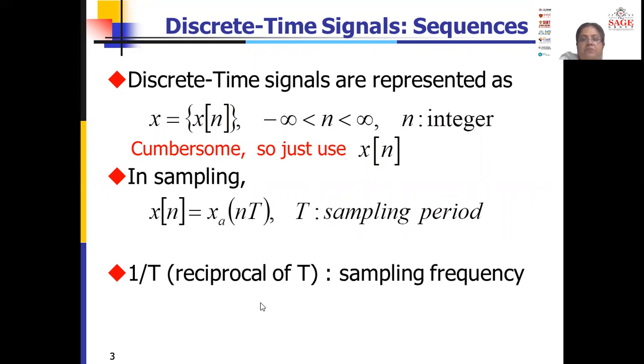Now the discrete time signals are represented in the form of sequences, where x is represented by x[n], and n is an integer which ranges from minus infinity to plus infinity. In sampling, it is denoted as xa(nT), where T represents the sampling period, and 1 upon T, that is the reciprocal of time, is known as the sampling frequency.